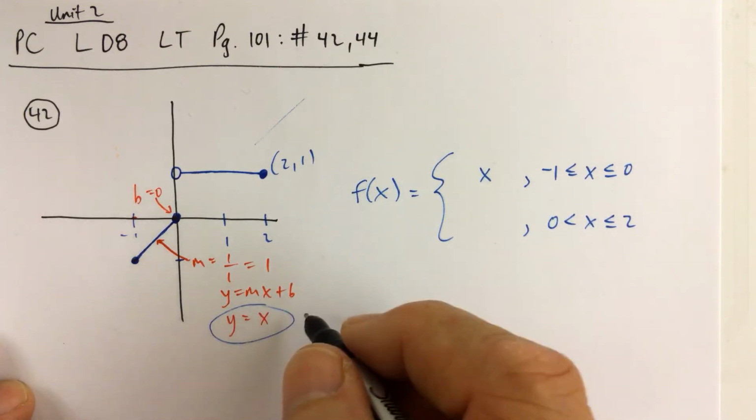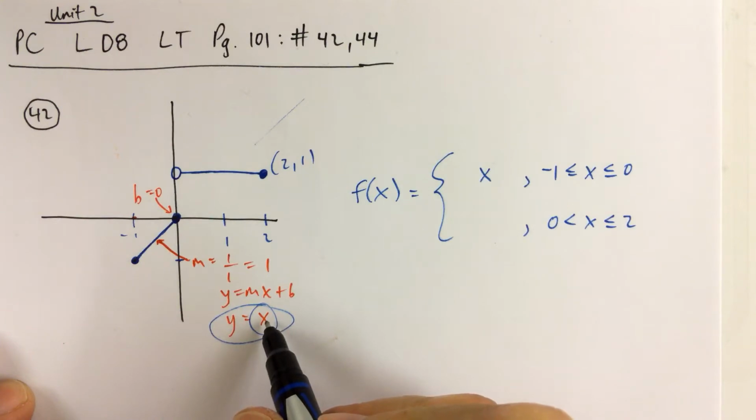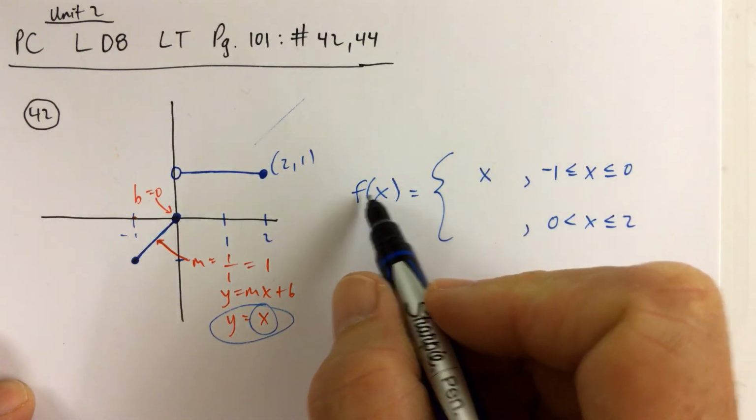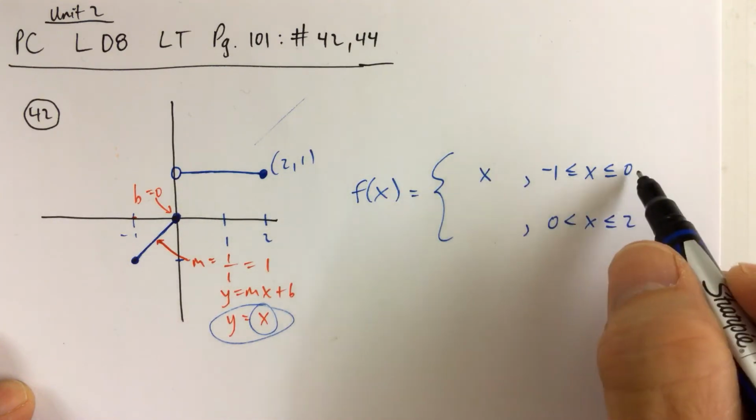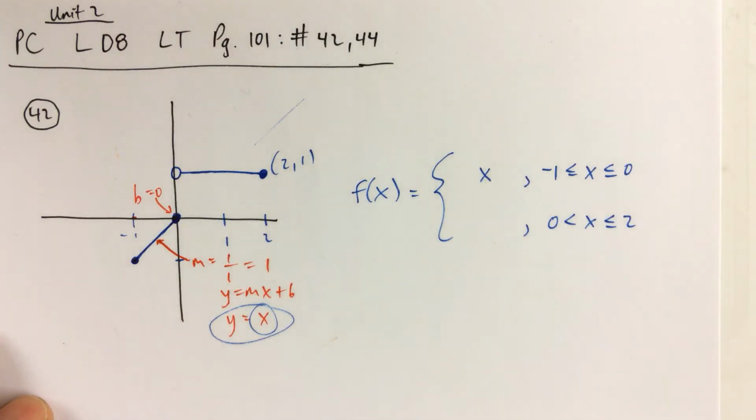So you get the line y equals x, so once you solve for y, you take the part on the right side of the equal sign and you put it right there. Because that's what this function is defined to be on the interval from -1 to 0. And we just repeat that process for the other piece.